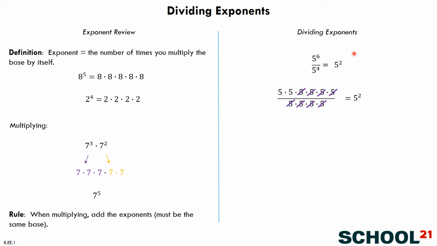Okay. Now, do you see any relationship between the 6 and the 4 that can kind of get you to the 2? Luke, do you see any relationship there? Yeah, 6 minus 4 is 2.